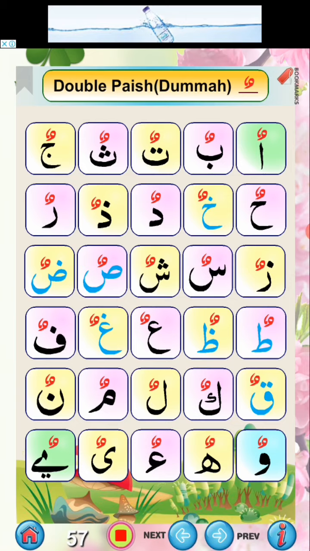Alif two pesh un, Ba two pesh bun, Ta two pesh tun, Tha two pesh sun, Jim two pesh jun, Ha two pesh hun, Kha two pesh khun, Dal two pesh dun, Zal two pesh zun, Ra two pesh run, Za two pesh zun.